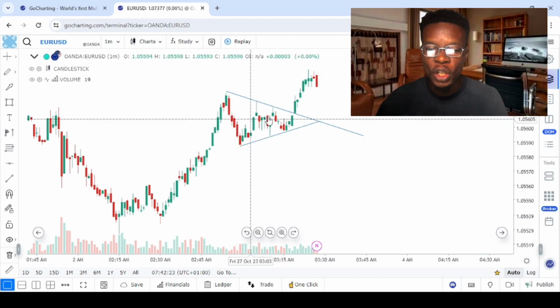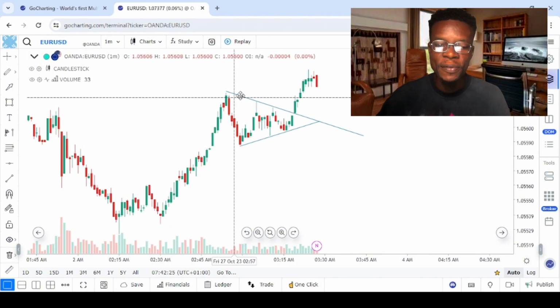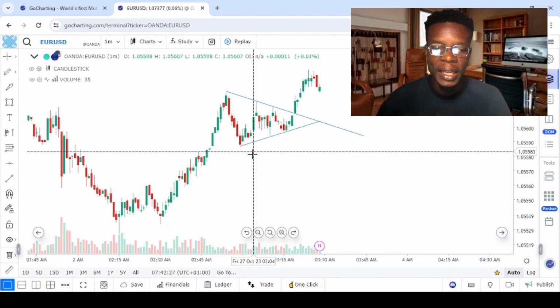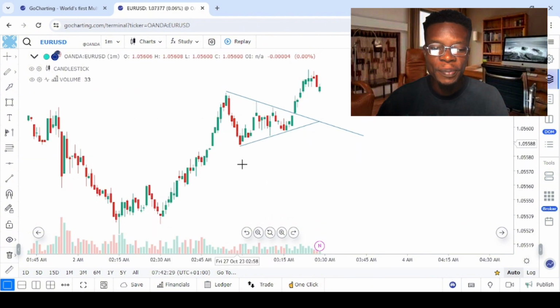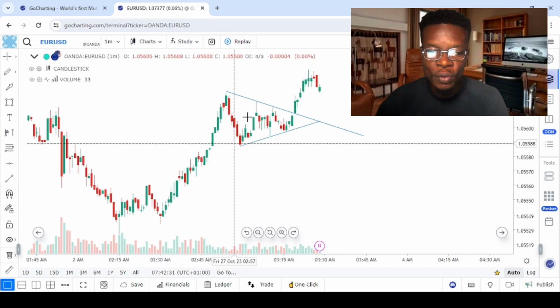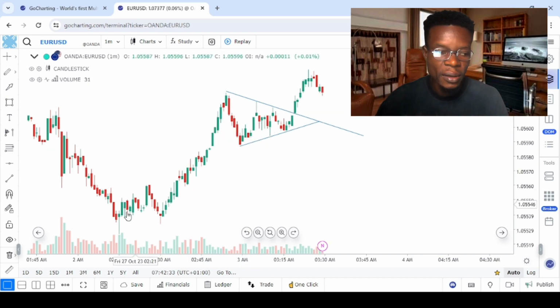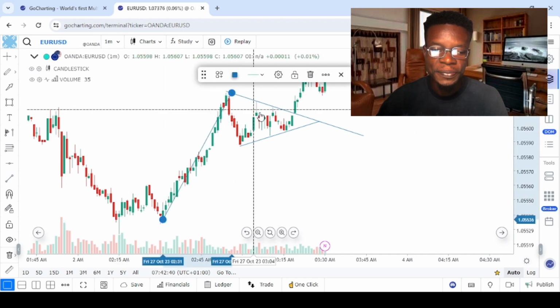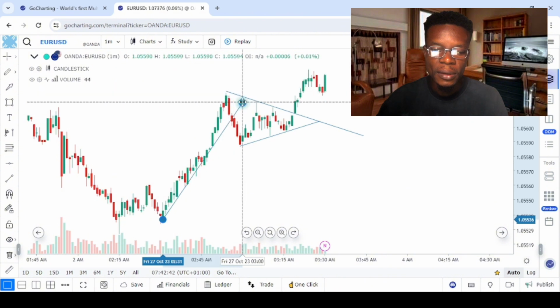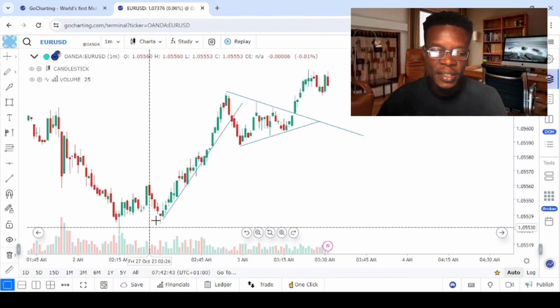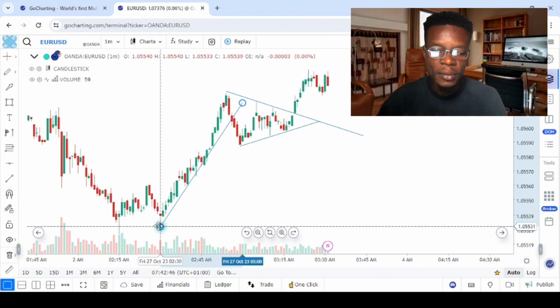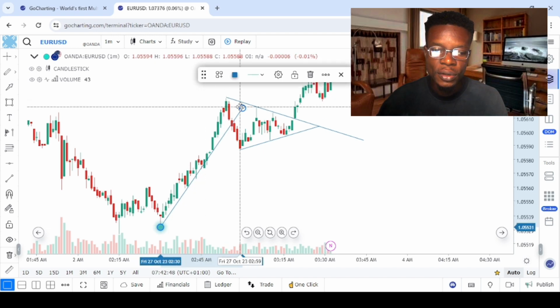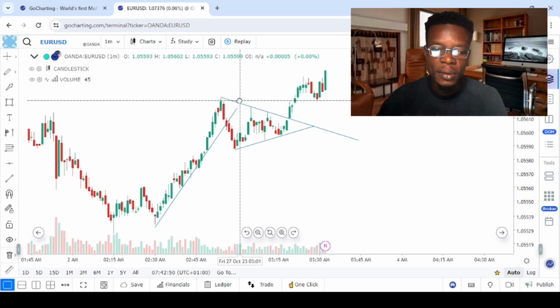It may take longer than this, but if the retracement phase of the flag exceeds over 50% of this original move that you can see here, let me try to apply a line here. So let's see that this is the movement of the price from this level to this level.